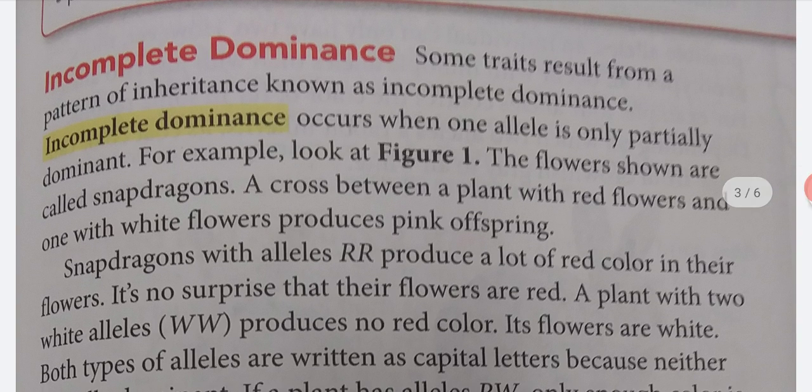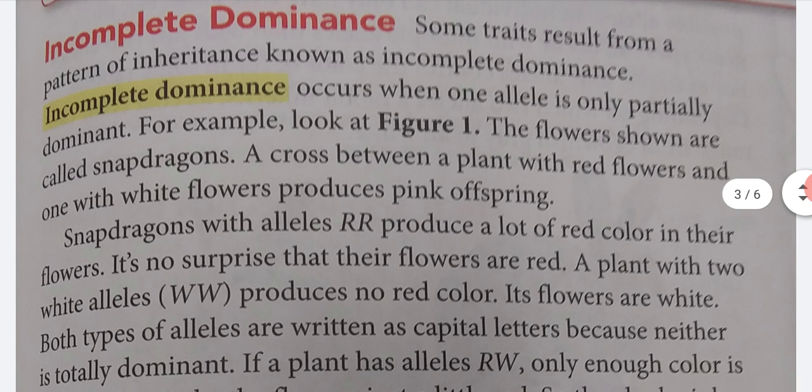Incomplete dominance. Some traits result from a pattern of inheritance known as incomplete dominance. Incomplete dominance occurs when one allele is only partially dominant. For example, look at Figure 1. The flowers shown are called snapdragons. A cross between a plant with red flowers and one with white flowers produces pink offspring.